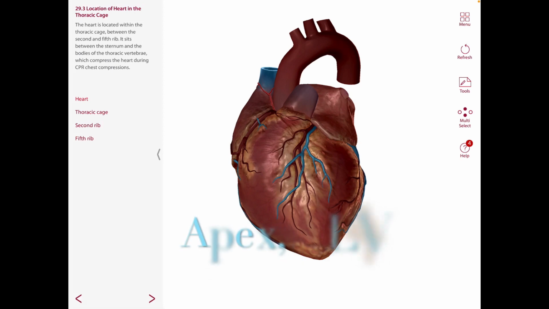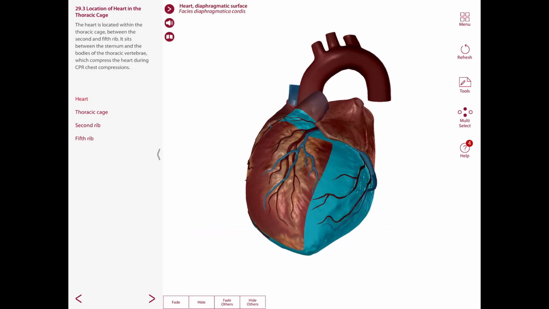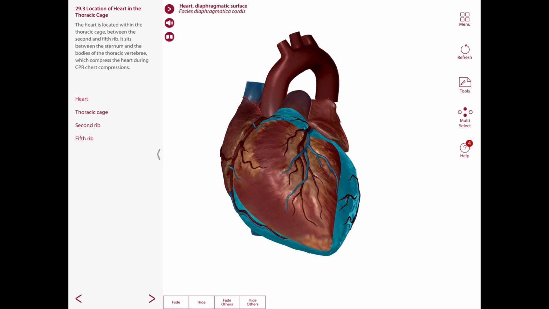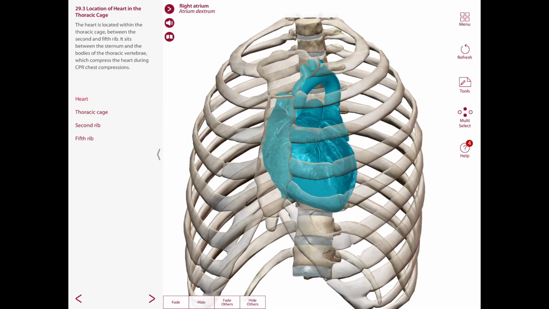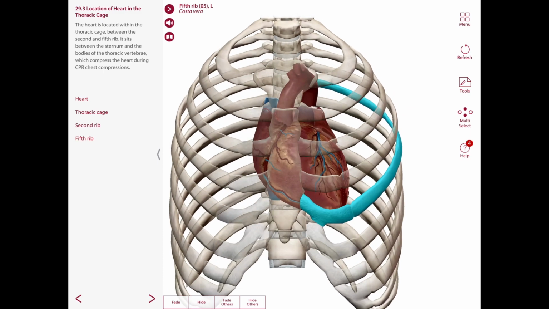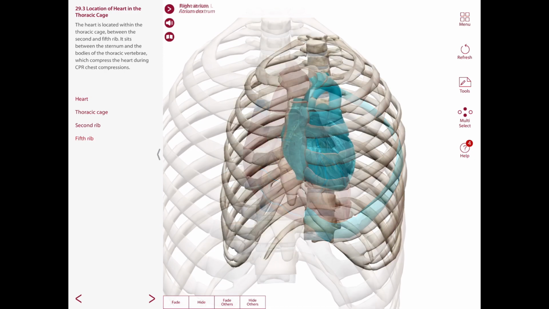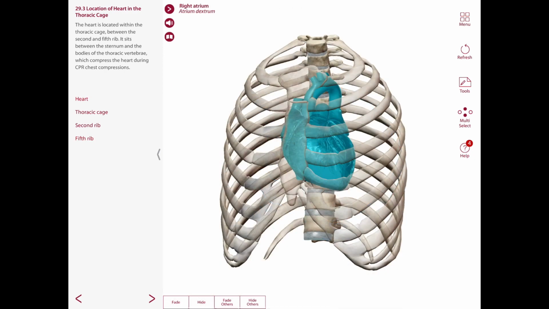Now, the apex of the heart is formed by the left ventricle, and it lies at the level of the fifth left intercostal space. I'm going to try and see if I can refresh this. And here is the fifth rib, about 9 centimeters from the midline, basically. The apex beat can usually be palpated and often seen in living subjects.